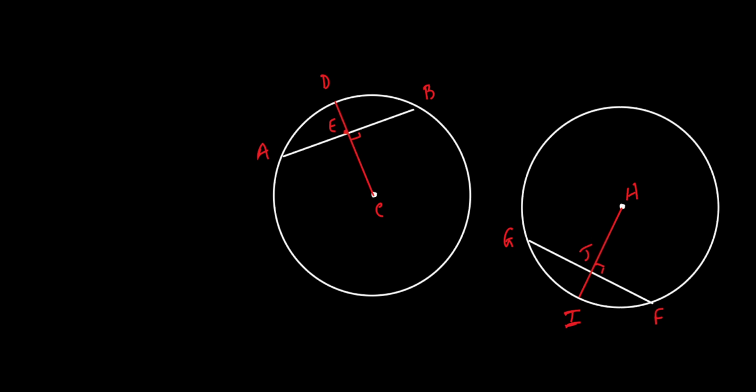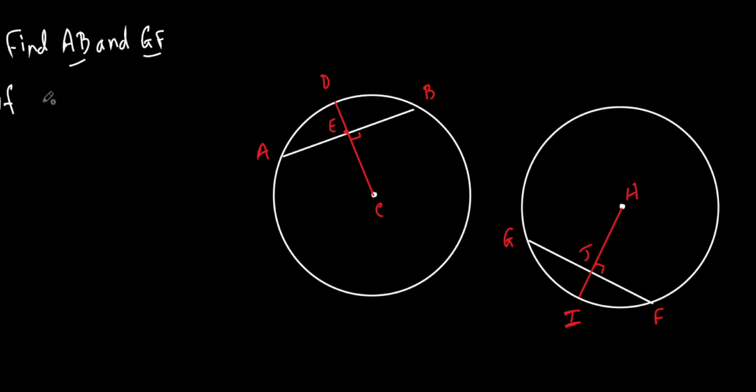So now, here's what they ask you to do. It says find AB and GF. AB and GF. Now here's what they tell you. Okay, you don't know this. They're asking you to find those two things. But here's what they tell you.